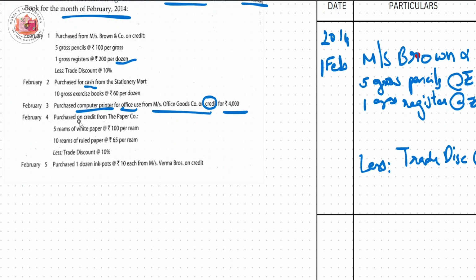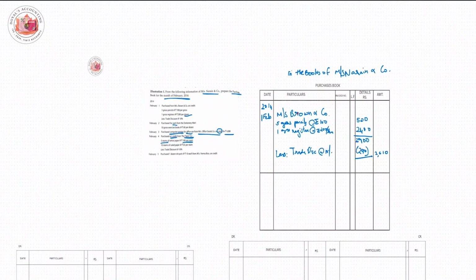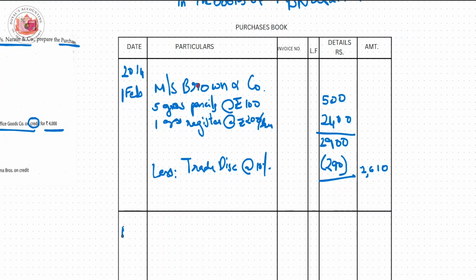4th February. We have purchased on credit from the paper company 5 reams of white paper at rupees 100 per ream and 10 reams of ruled paper at rupees 65 per ream with a trade discount of 10%. Okay. So this white paper and ruled paper are our goods traded in. They are the goods which Naren company trades in. So we can record this in the purchases book. So let's record it. 4th February.